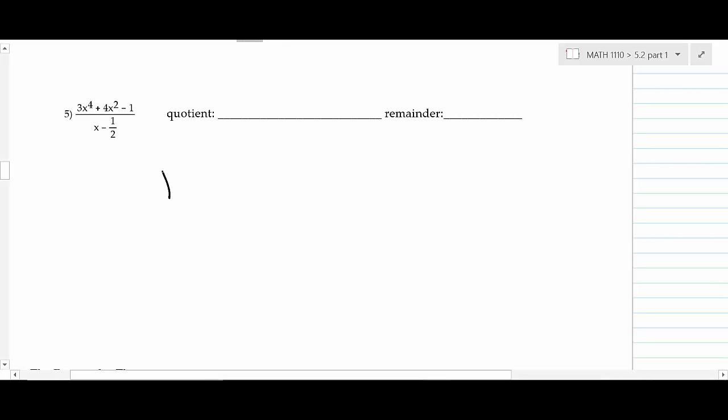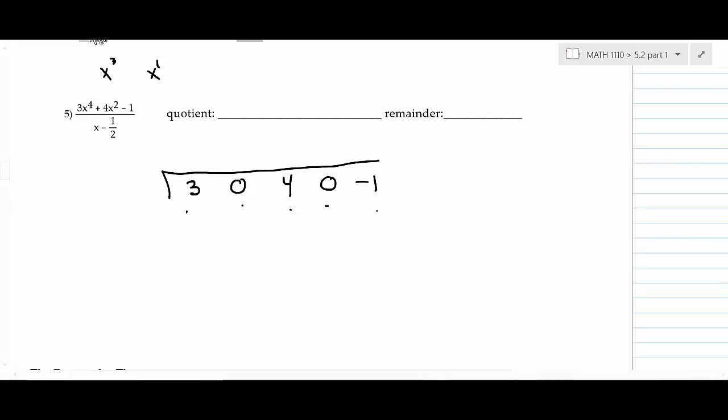With this one, we have missing terms. So you have 3x to the fourth. You don't have an x to the third, so what do you put? 0. You do have an x to the second, so put a 4. You don't have an x to the first, so you put a 0. And you do have a constant. See, this is going 4, 3, 2, 1, constant. Everything's got to be accounted for.